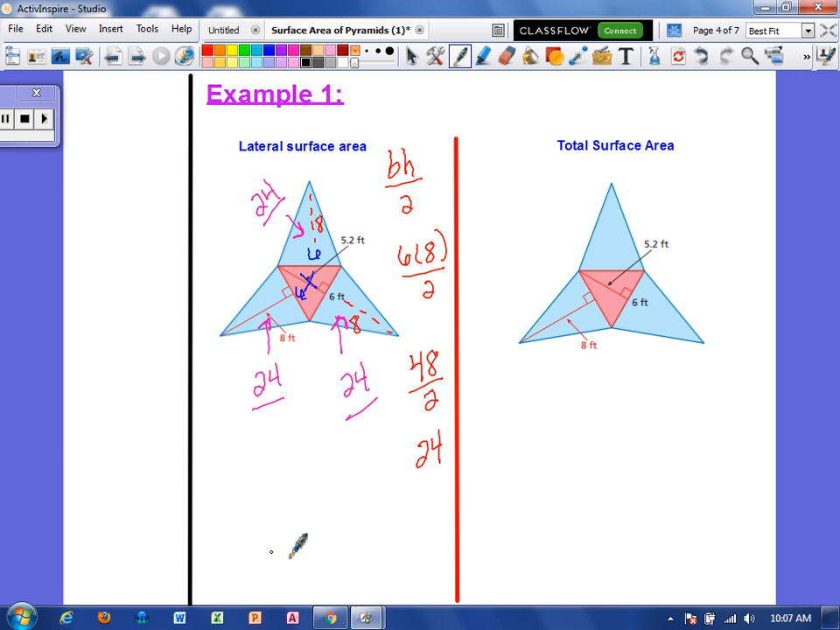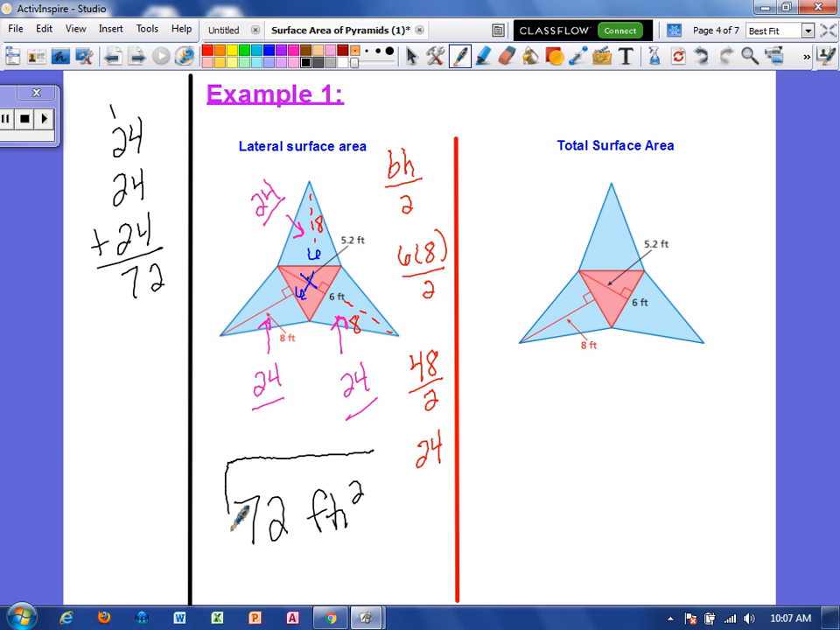Okay, so now I'm just going to add everything together. I've got 3 4s, that makes 12. I've got 3 2s, which is 6, plus 1 is 7. So the lateral surface area would be 72 feet squared.